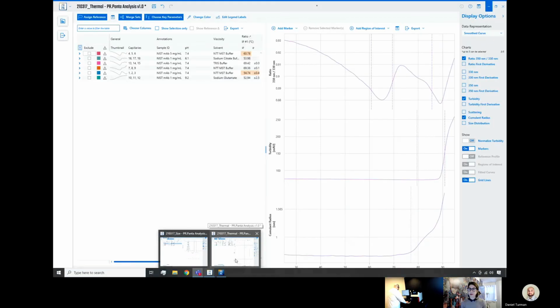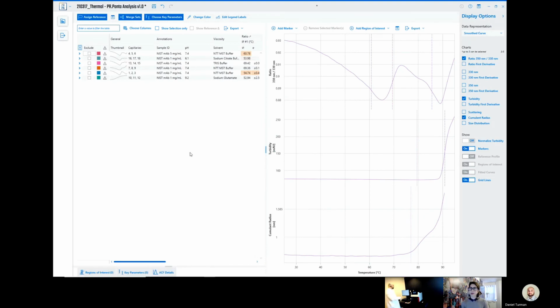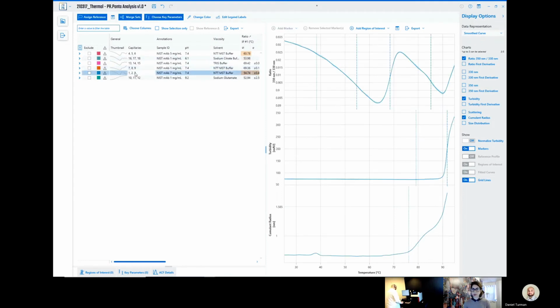So the analysis software does it 2 different ways. You can do size analysis or thermal analysis, and we're going to look at thermal now. And just as before, the software has merged the replicates, and now you're looking at the ratio of 350/330, the turbidity, and the cumulant radius. Some things that I like to do, and the software allows you to do, to visualize this information.